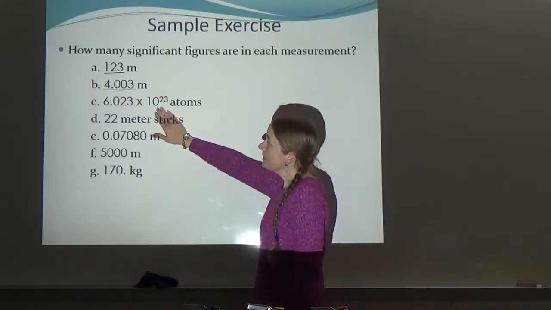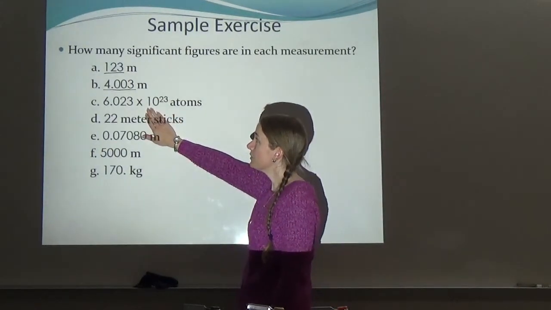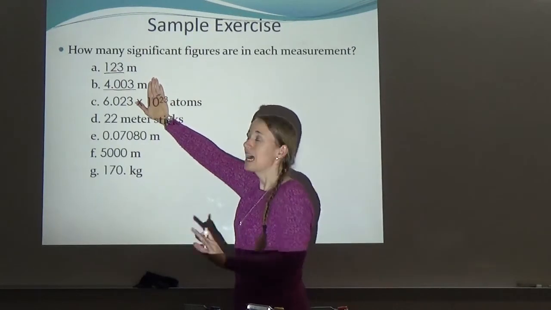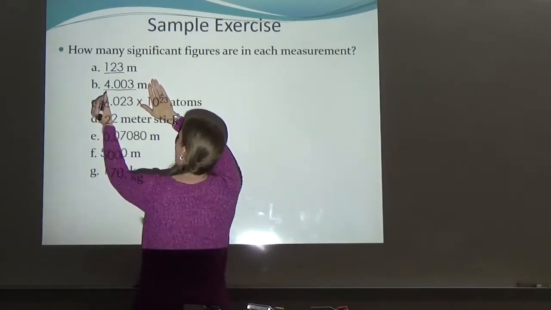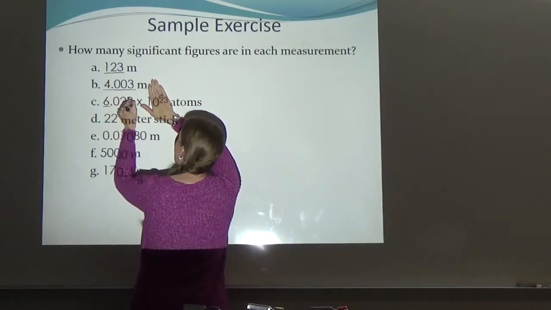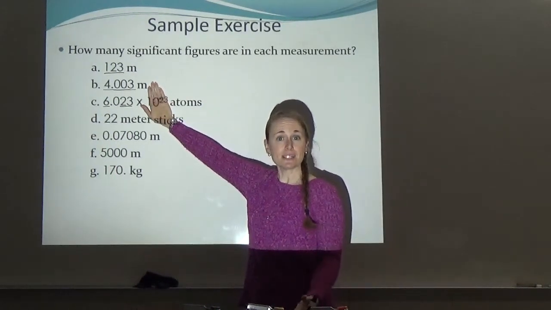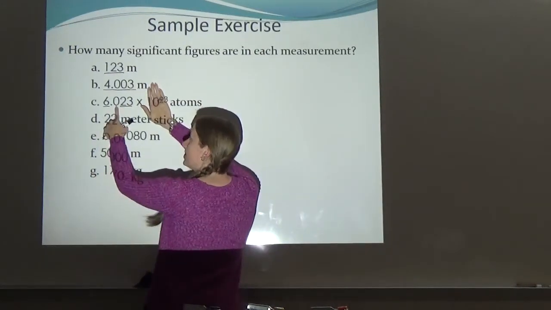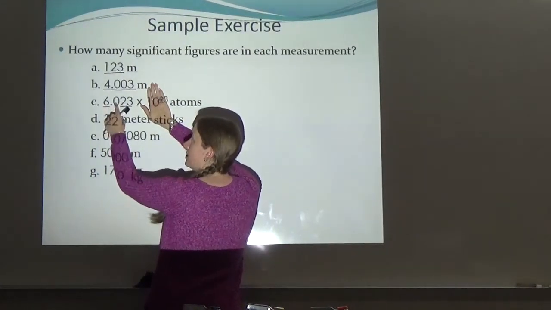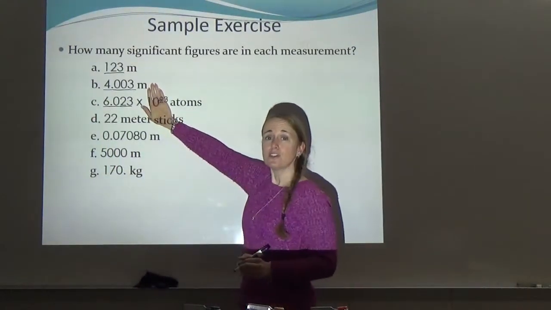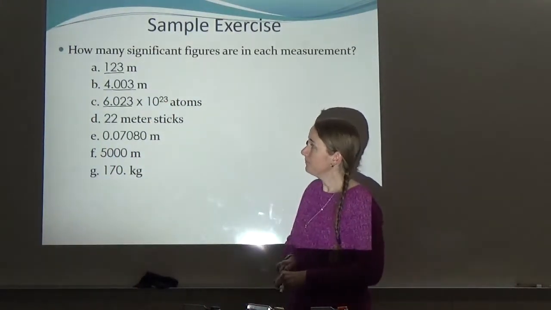All right, so part C. This one's in scientific notation. Remember, I'm going to disregard the 10 to the 23. I'm not going to move the decimal. So I know because of rule 1 that 6, 2, and 3 are all significant because they're not zeros. And then I know that this is a middle 0. See how it's in the middle? It's in between the other significant figures, so it is also significant.